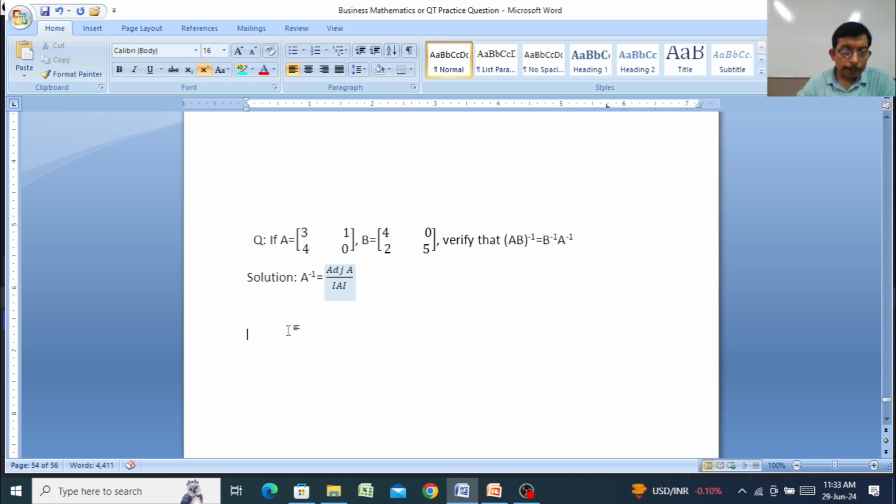Now the adjoint A, this is the A inverse. Now adjoint A equal to, this is the 2 by 2 order matrix, then the adjoint of A: interchange the elements of the main diagonal and change the sign of the off diagonal elements. This is the adjoint of A. It is clear, everyone?